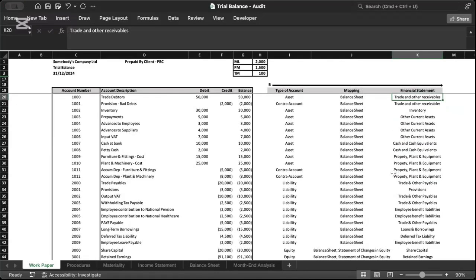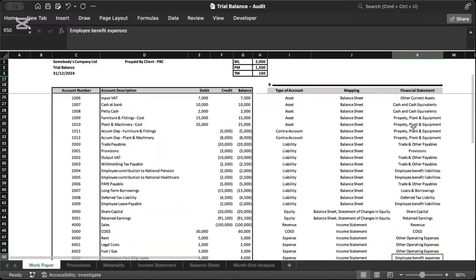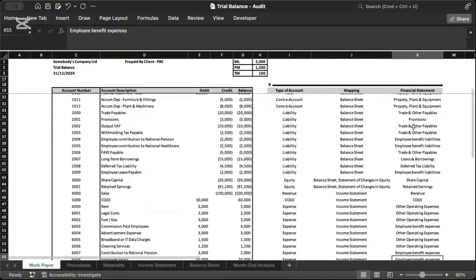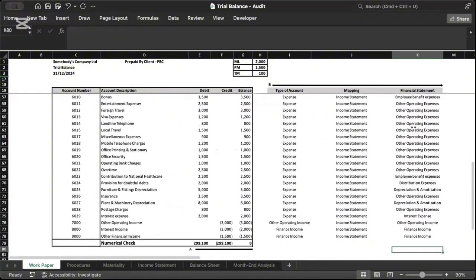But ideally, I've already identified the items, so I'm able to say trade and other receivables will be trade debtors here, okay? And yeah, different items. I know share capital will be share capital in the balance sheet, retained earnings, and things like that. So revenue, COGS, other operating expenses, employee benefit expense. I'm just grouping them in a way.